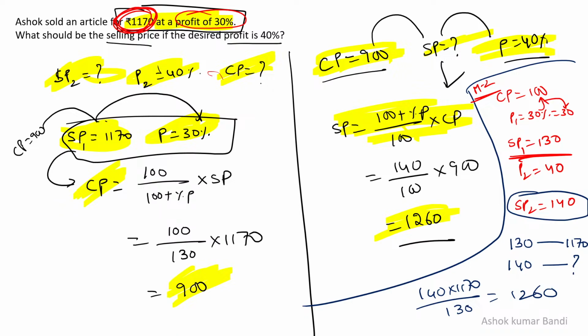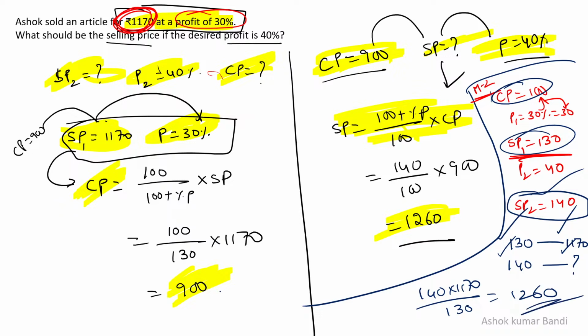Simply take Cp equal to 100. If you are getting the profit, add it to Cp and take Sp. If you are getting one more profit, add it to Cp and take it as Sp. So you have Cp, Sp1 and Sp2. Whichever you know, compare with that one. We know Sp1, that's why I am comparing this one. So my problem Sp1 is 130, original problem 1170. What do I want? Sp2, my problem 140. How much in the original problem? Do the cross multiplication, you will get your answer.